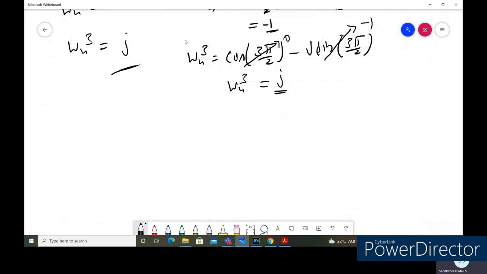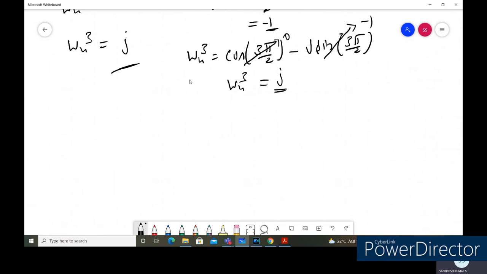As I told in the previous sessions, the Twiddle factor is going to exhibit the periodicity property. That is, it is going to exhibit like this. At a equal to 0, a equal to 1, a equal to 2, and a equal to 3, the values are plus 1, minus j, minus 1, and plus j.